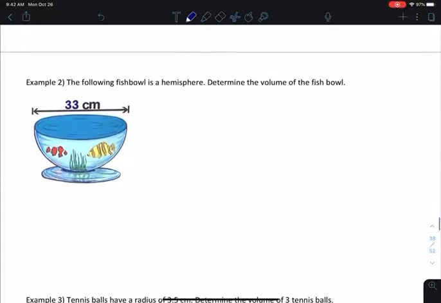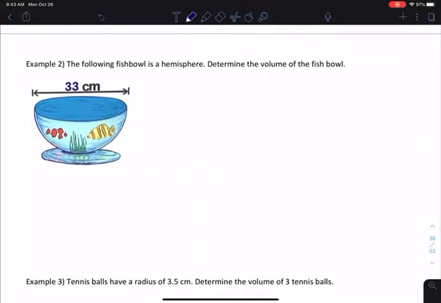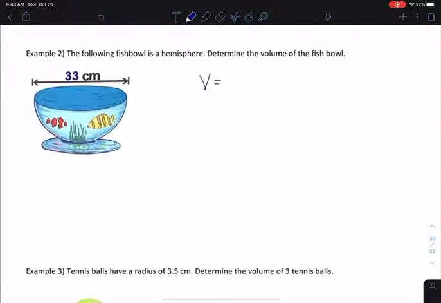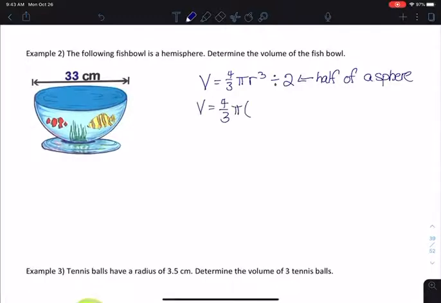What about a hemisphere? Here we have the following: the fishbowl is a hemisphere. Determine the volume of the fishbowl. Well, a hemisphere is only half of a sphere. So when I go to do this question, my volume formula is still 4/3 pi r cubed, but I'm going to divide that by 2 because I have half of a sphere. So we'll do that. 4/3 pi times r. Oh, we don't have r yet. R is half of the diameter, so that's 33 divided by 2.